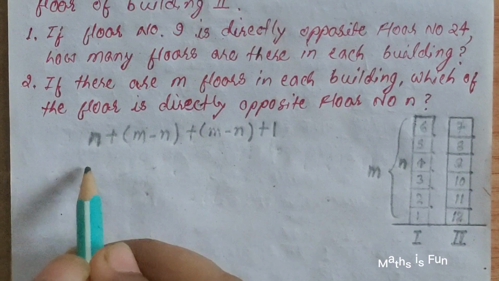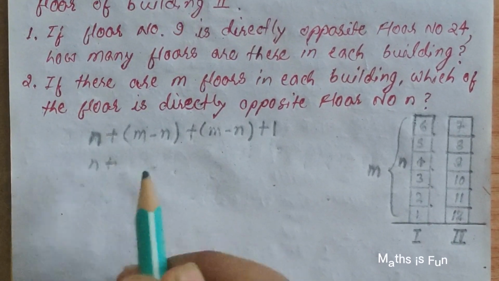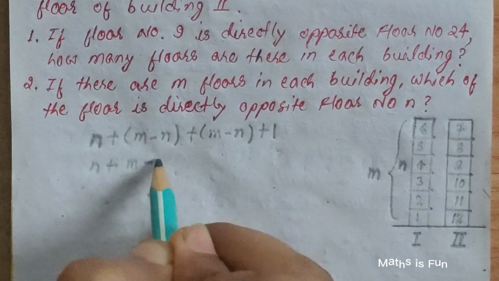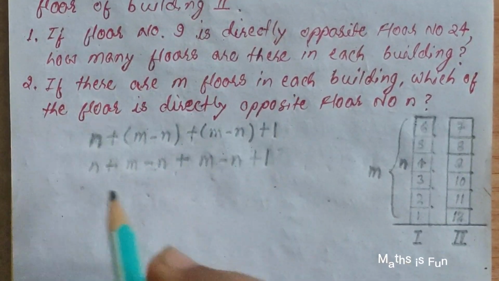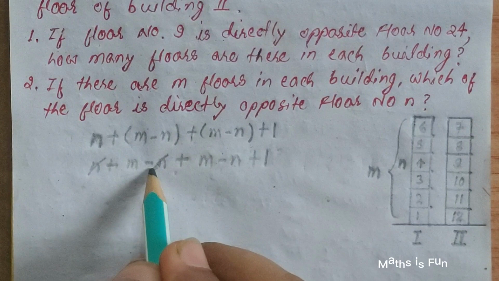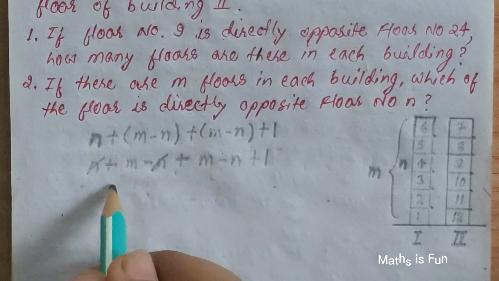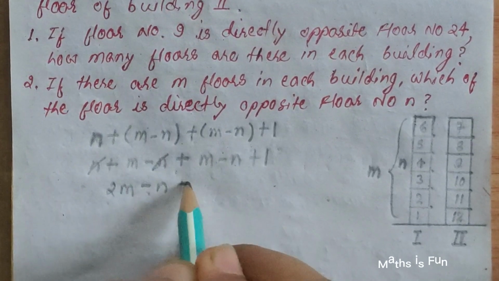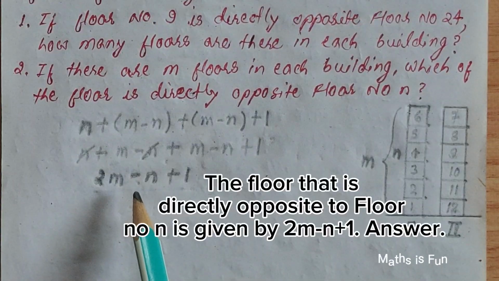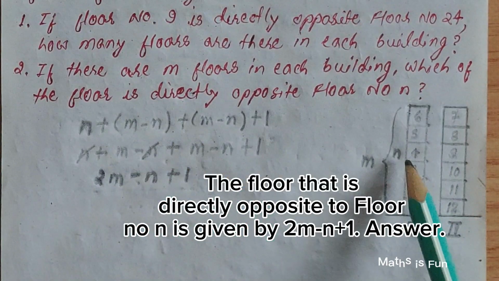So let's solve it. We can open the brackets. So m minus n plus m minus n plus 1. This n and this n will get cancelled out. So we have got 2 m's, minus n, and plus 1. This formula will give us the floor which is directly opposite to floor number n.